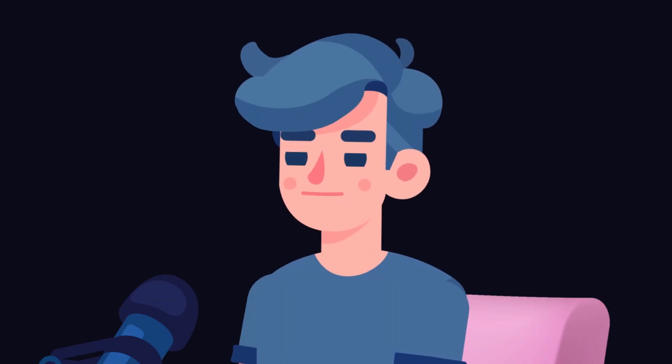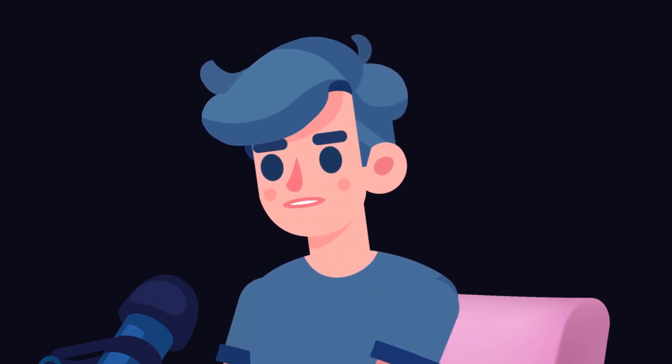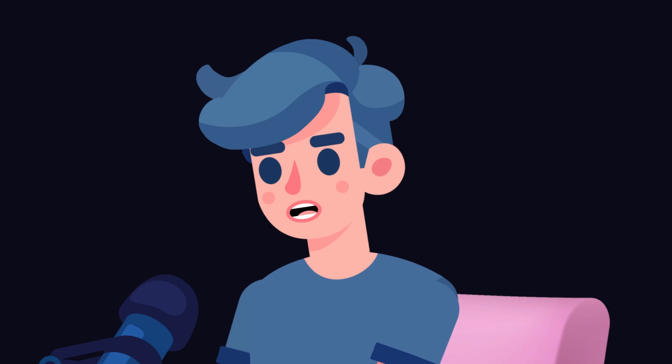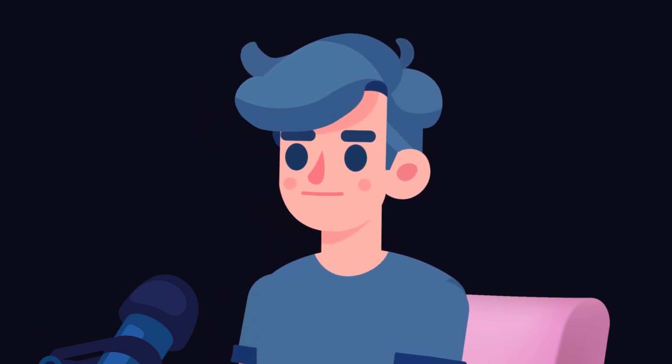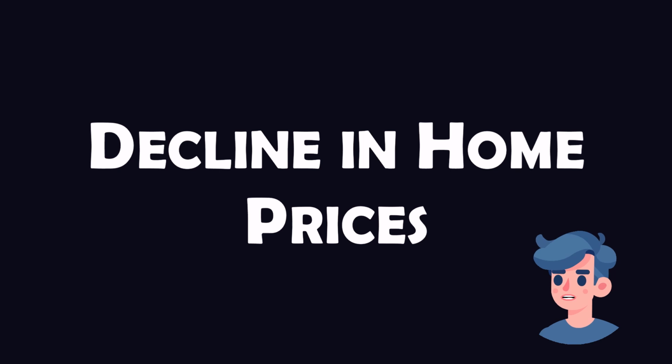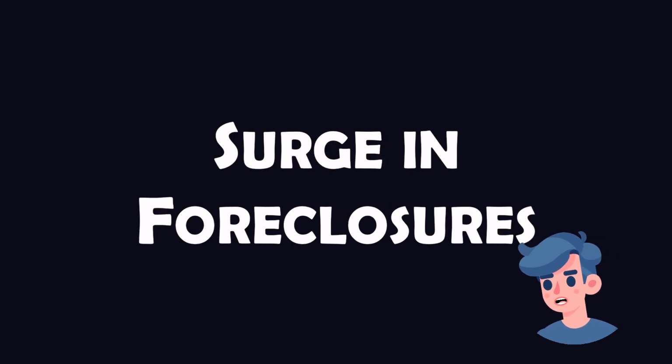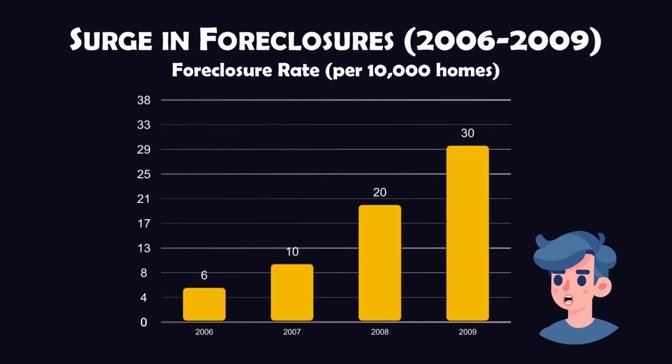Once home values dropped, many homeowners were left with mortgages that exceeded the value of their homes, a condition known as being underwater. Let's look at the corresponding decline in home prices from 2006 to 2009. The decrease in home values resulted in a cascade of foreclosures, which further drove down home prices, creating a vicious cycle. Here's how foreclosure rates surged during the same period.